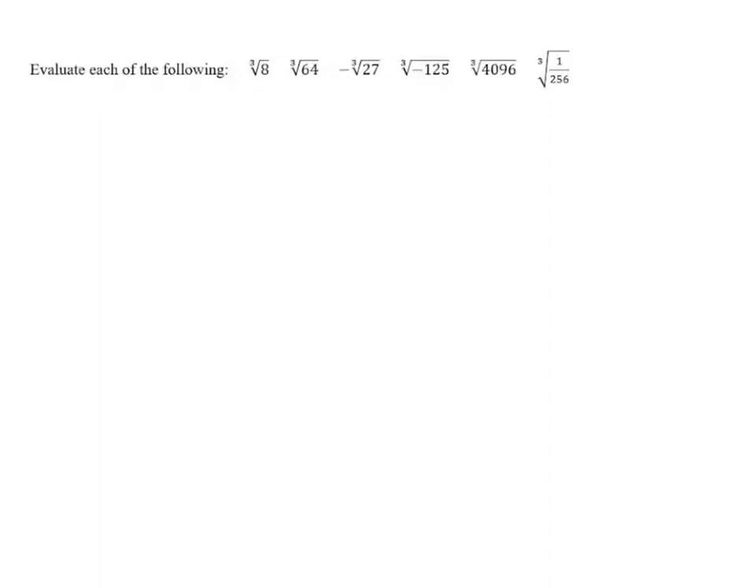Evaluate each of the following, and then we're given 6 cube roots to evaluate. We'll do these one at a time, starting with the cube root of 8. Now, when we're looking for the cube root of a number, we're asked to find the number that we could cube to get the radicand.